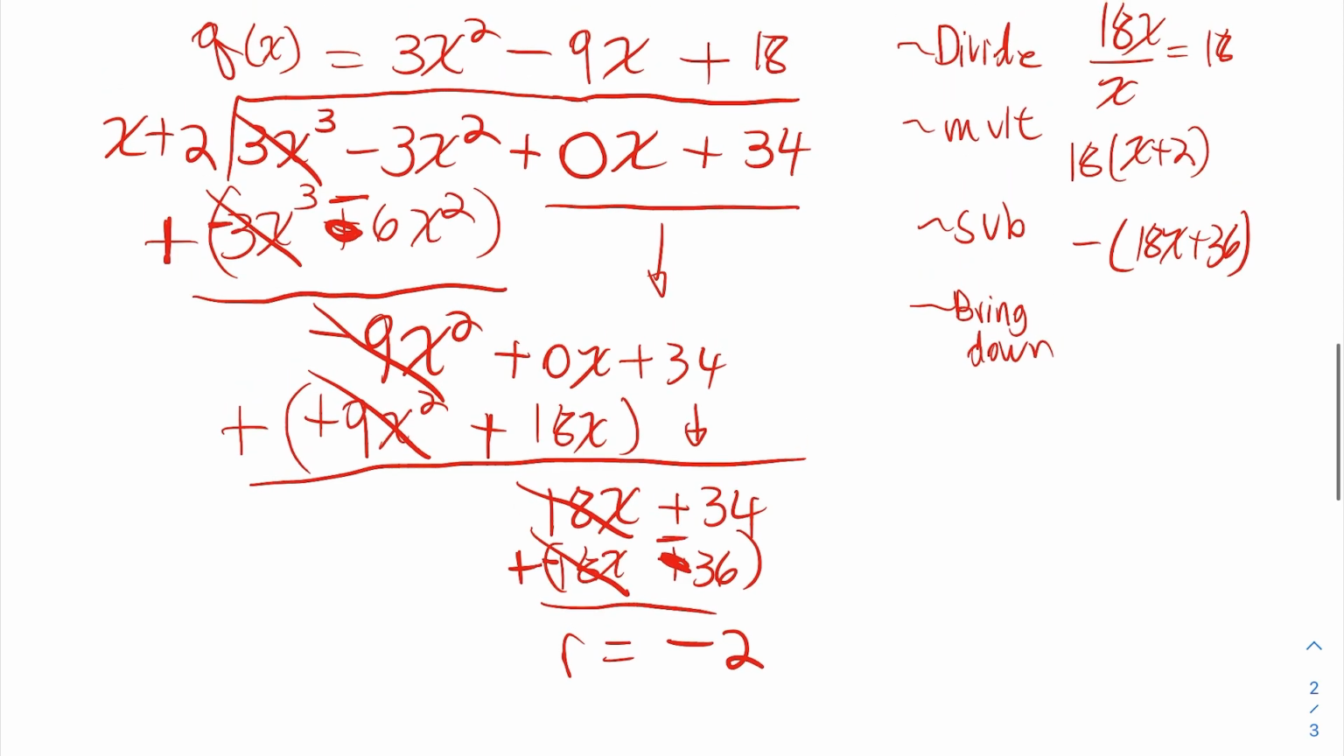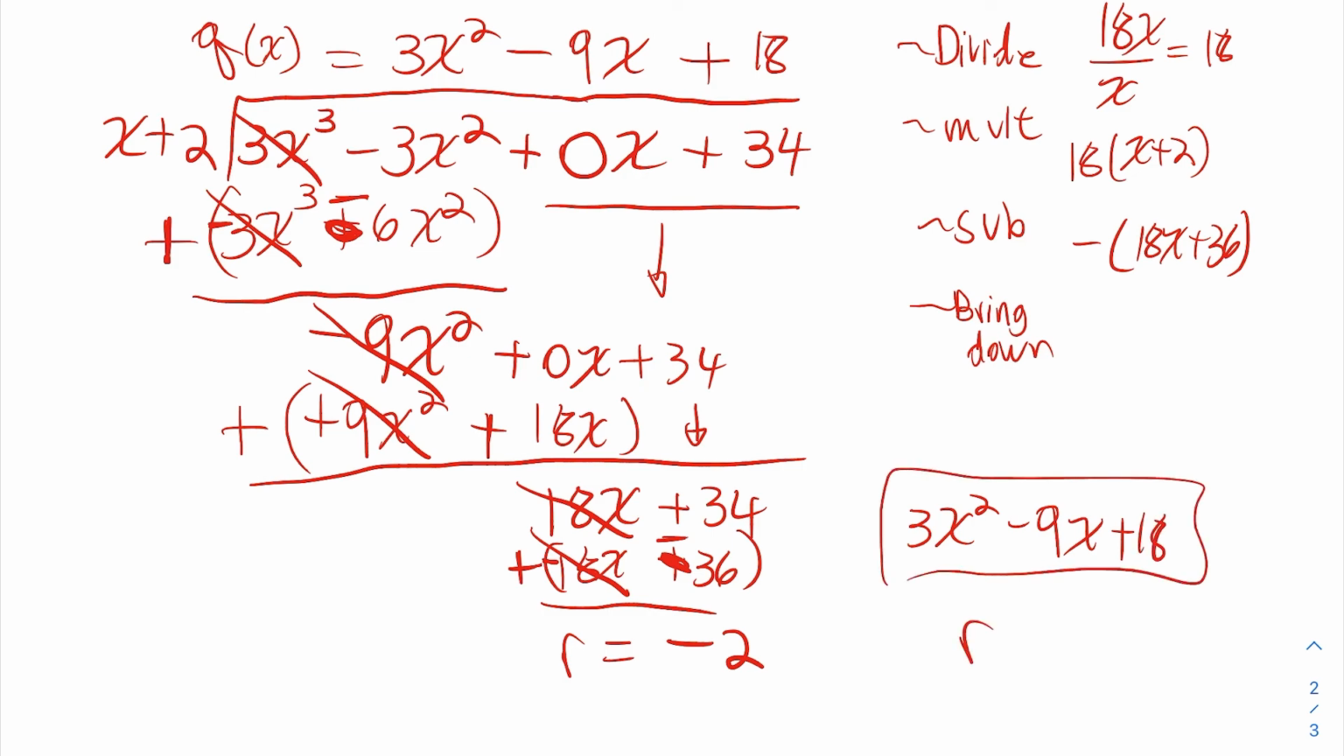So the quotient is 3x squared minus 9x plus 18. That's the quotient. And the remainder is negative 2.